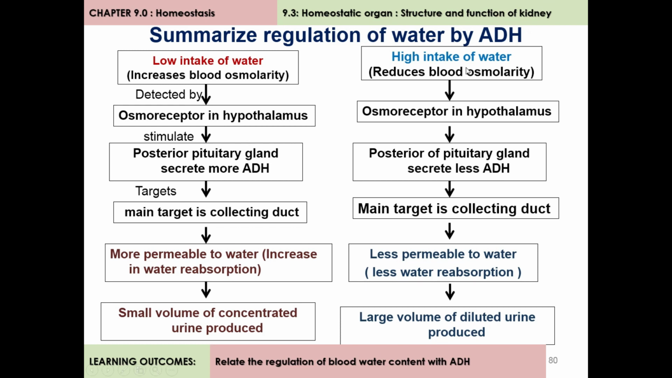Okay, high intake of water, reduce blood osmolarity. It detect by osmoreceptor in hypothalamus. It stimulate posterior pituitary gland to secrete less ADH, causing collecting duct is less permeable to water, less water reabsorption. Okay, it will produce large volume of dilute urine.